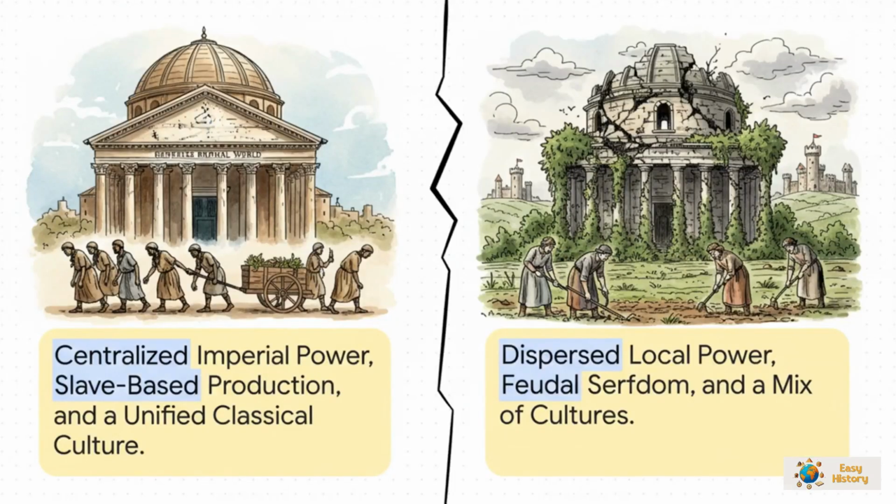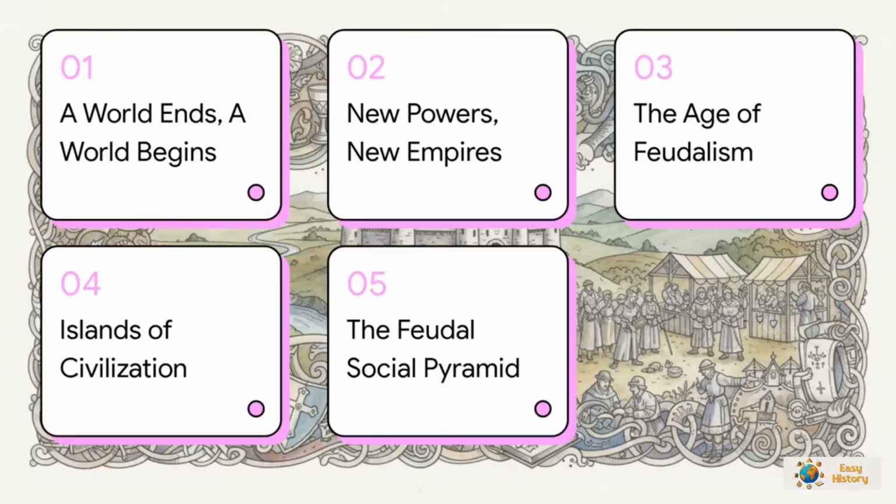And this right here captures the absolute core of the transformation. The old Roman world, with its single emperor and slave-based economy, didn't just vanish overnight, it completely morphed into something new. Power wasn't in one central place anymore. It shattered and spread out locally. The economic engine switched from slavery to a new system called feudal serfdom. And that one unified Roman culture? It was replaced by this incredible, complex mix of classical ideas, a powerful new Christian faith, and huge influences from the fast-rising Islamic world.